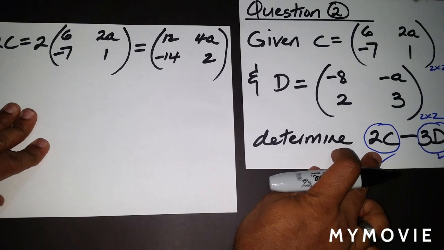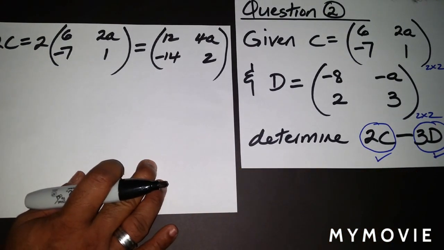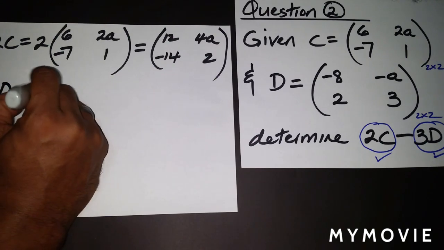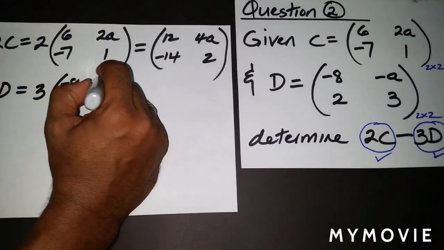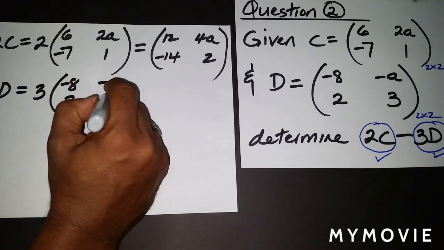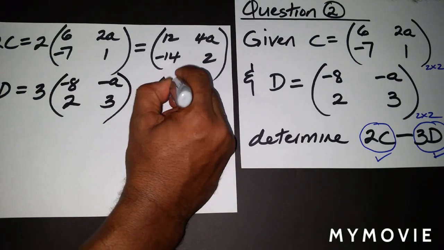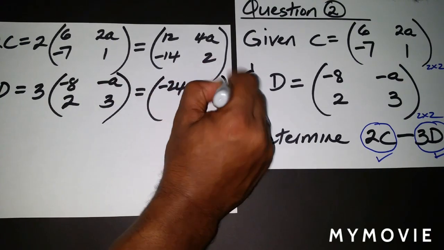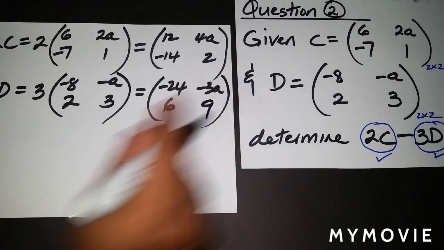And we have 2c. The next thing we need to find is 3d. As I said before, we're not finding minus 3d, we're finding 3d. So 3d would simply mean we're multiplying matrix D by 3, and matrix D is minus 8, minus a, 2, and 3. So 3 times minus 8 is minus 24. 3 times minus a is minus 3a. 3 times 2 is 6, and 3 times 3 is 9.